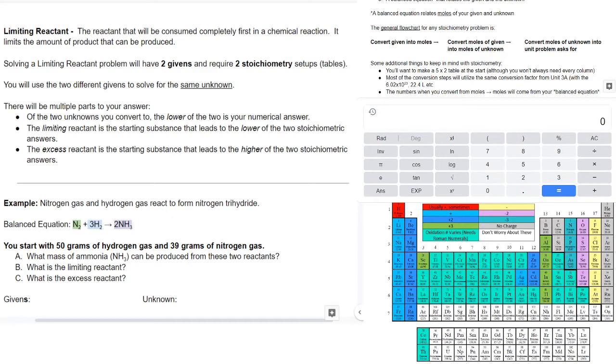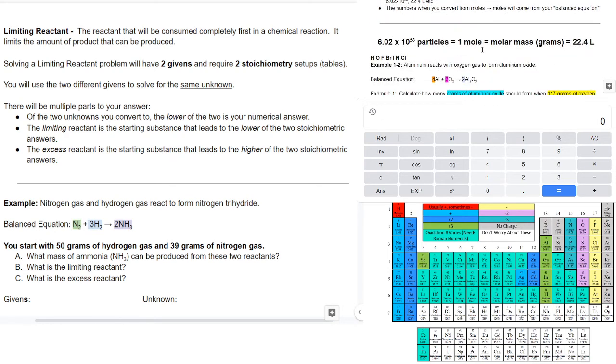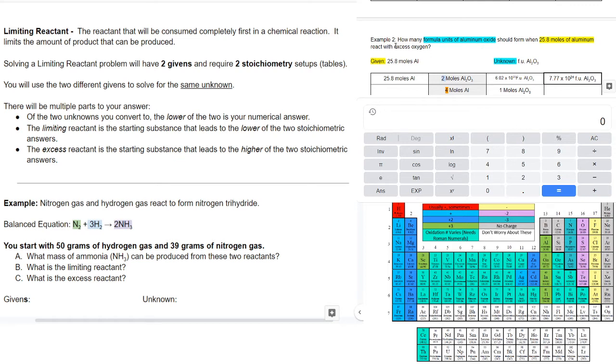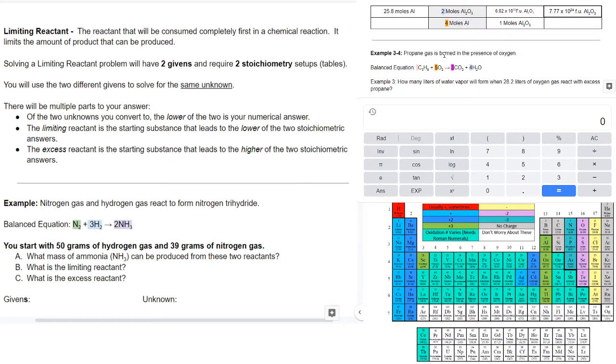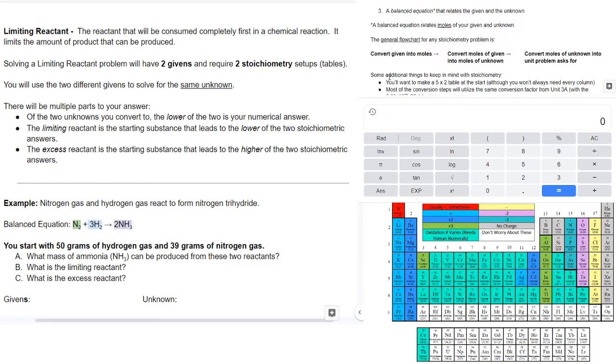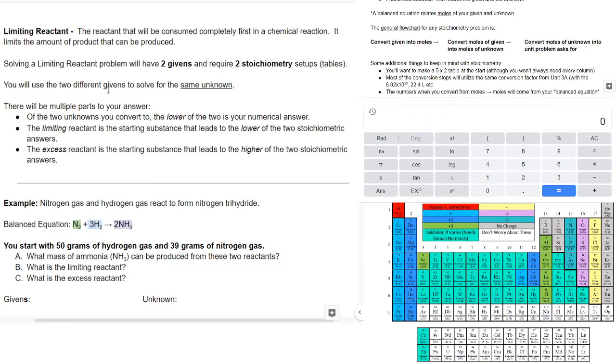Alright, limiting reactants is what this video is going to be on today. So a limiting reactant problem is based around the idea that, unlike the stoichiometry problems we have been doing where you'll be given an excess amount of oxygen or excess amount of propane, where essentially you have more than enough of one of your reactants, here we're going to be given two more finite amounts of both reactants.